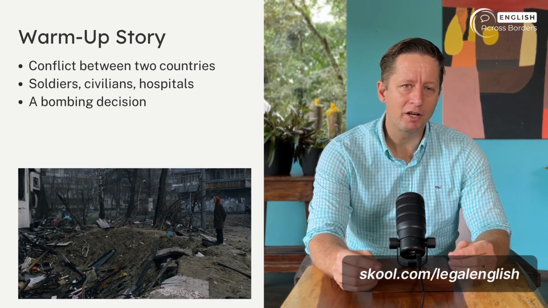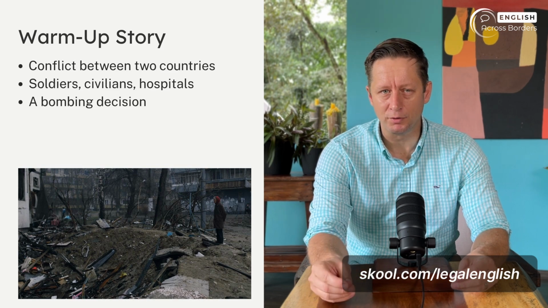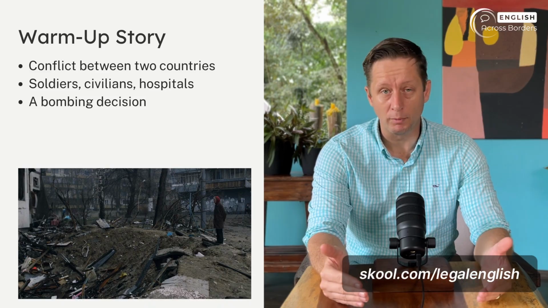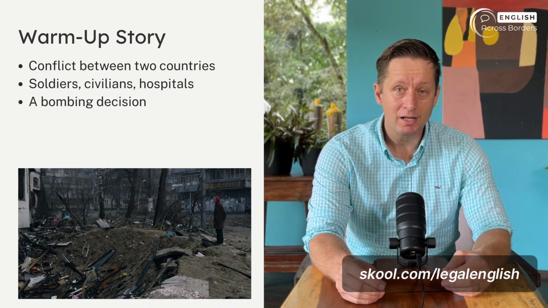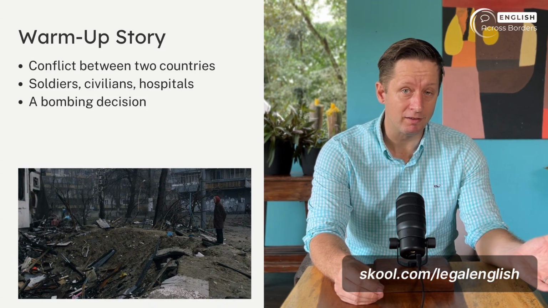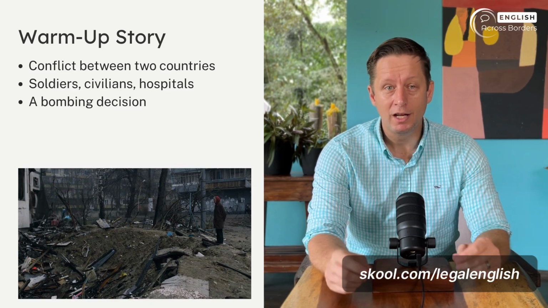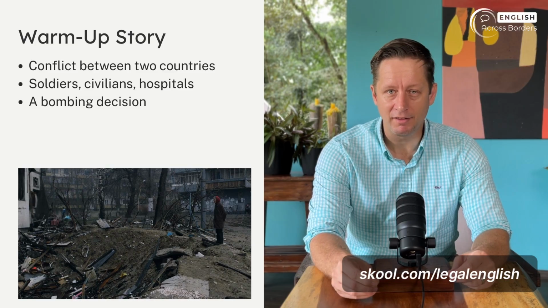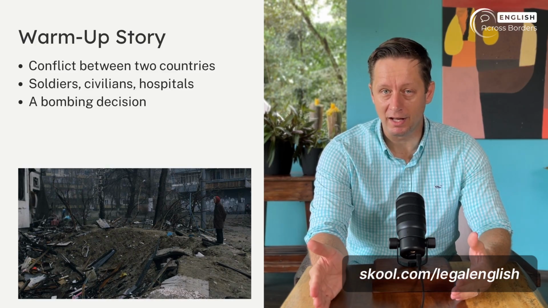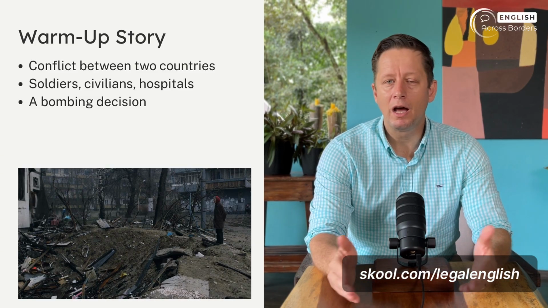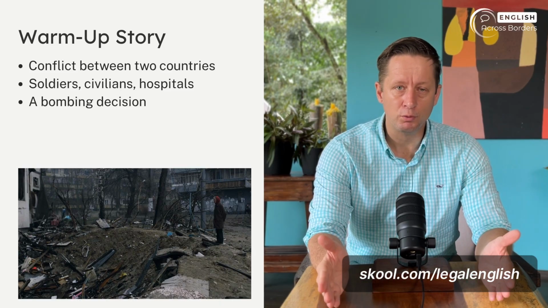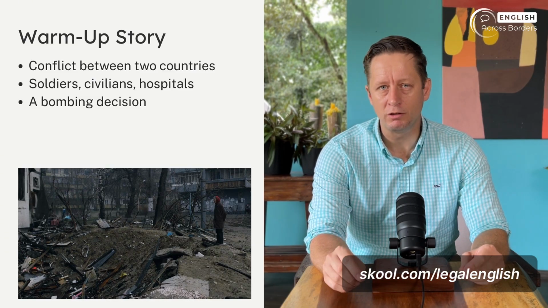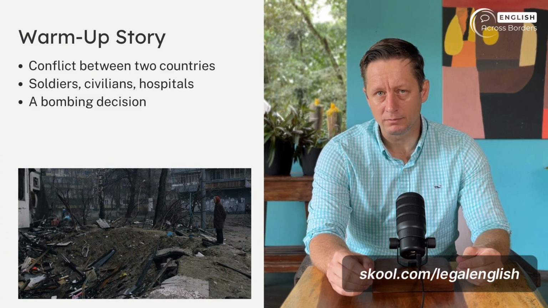Under IHL, the commander must consider principles like distinction and proportionality. The school is normally a civilian object, but if it is used for military purposes, it may become a target. Yet, the commander must not cause excessive civilian deaths compared to the military advantage. This story shows how IHL uses both rules and judgment calls, and how lawyers explain these issues using precise English.